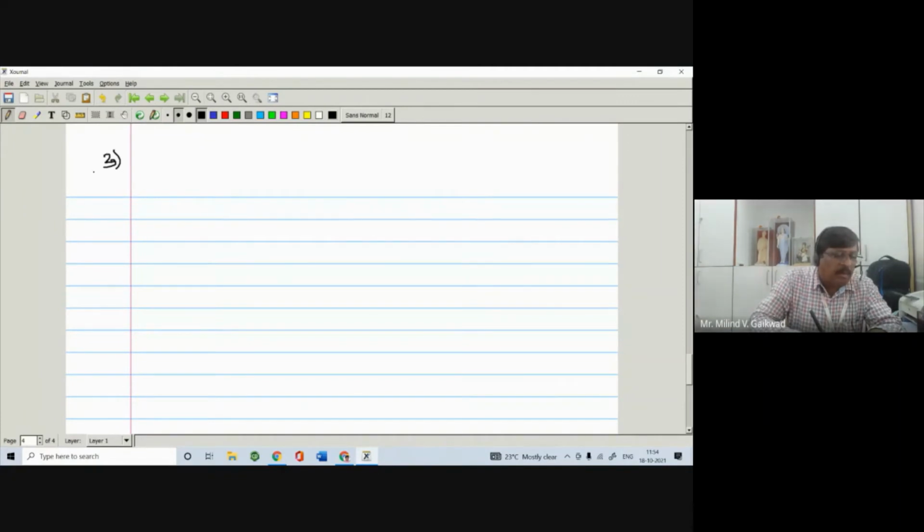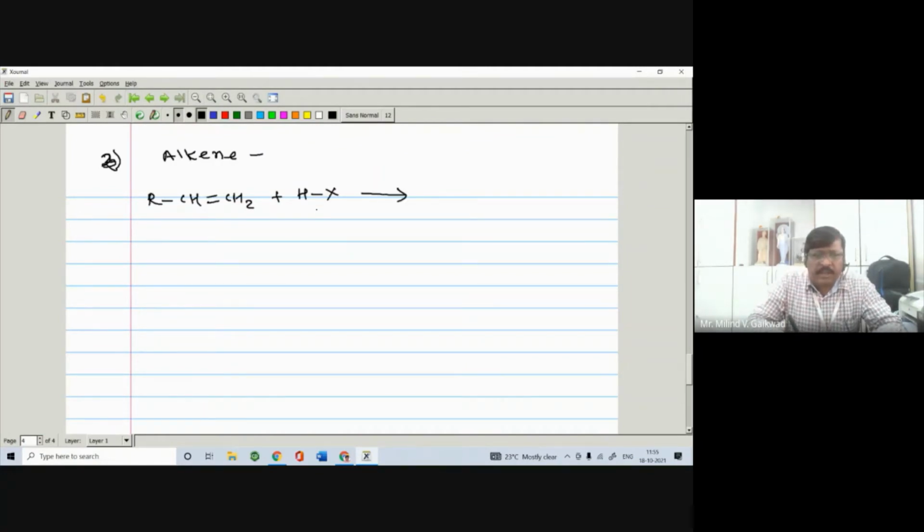First, starting from alcohol. So here we can take number 2, starting from alkene. Starting from an alkene compound, we can also prepare alkyl halide. So in general, RCH double bond CH2, alkene, when it reacts with HX, there is a formation of the corresponding alkyl halide. So what happens? Markovnikov's addition rule.